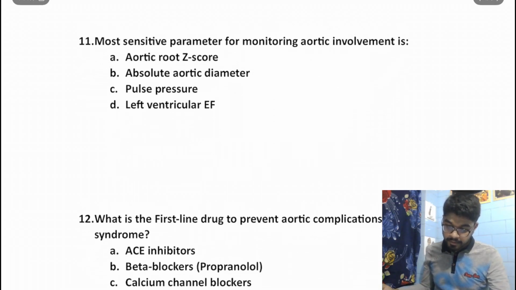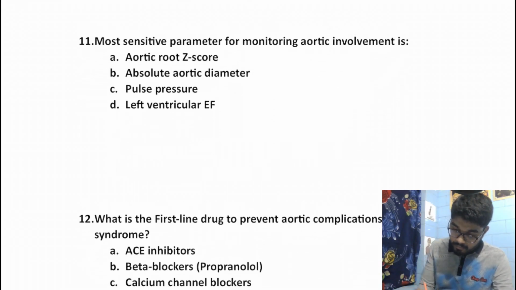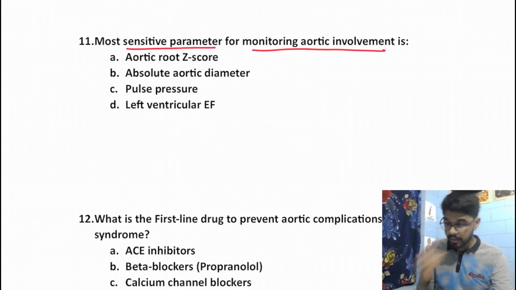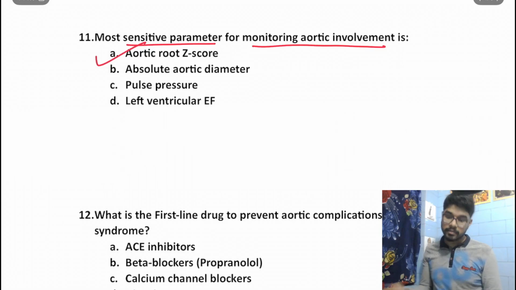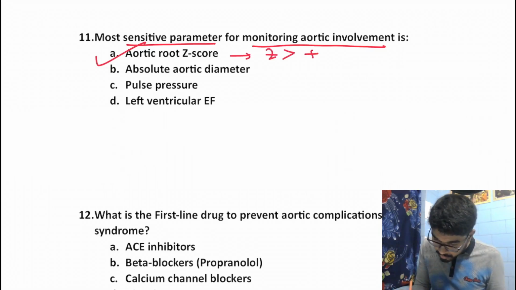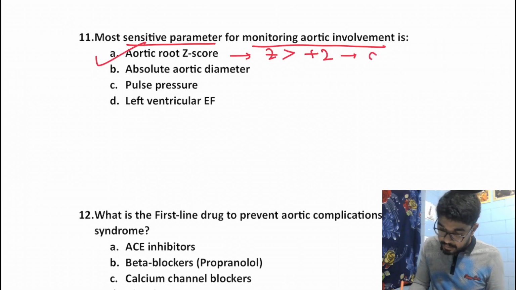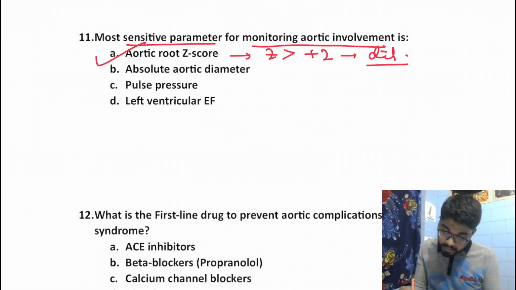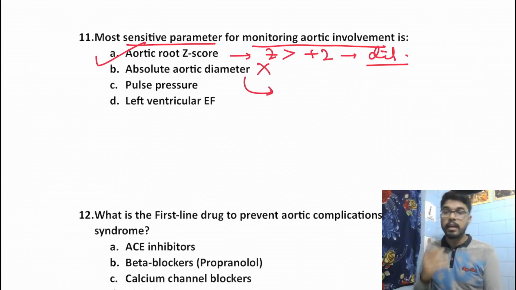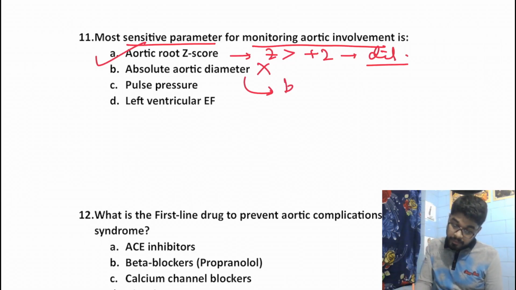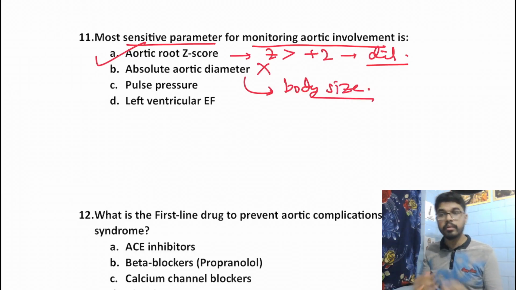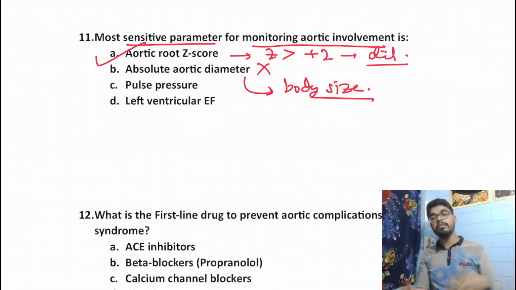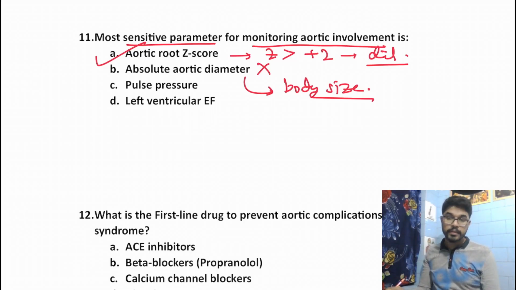The most sensitive parameter for monitoring aortic involvement is the aortic root Z-score, as already mentioned. A Z-score of more than +2 is suggestive of aortic root dilatation. Now, absolute aortic root diameter should not be considered because it depends on the body size. For a larger individual, the aortic root will be larger. For a smaller individual, it will be smaller. So, we should consider the Z-score.